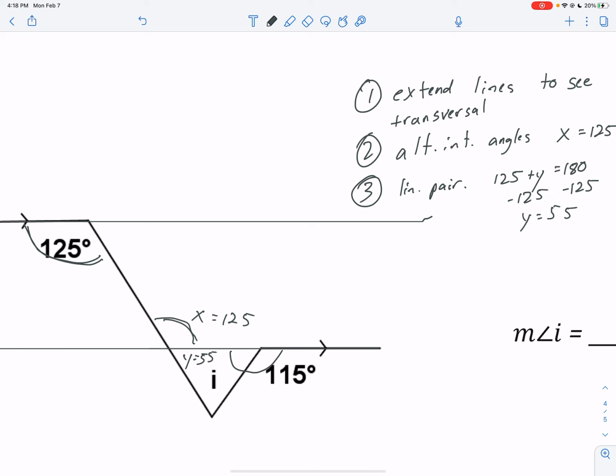And then right here I have a linear pair. 115 plus, I'll just call it z because why not, equals 180. Subtract 115. z is equal to 65.